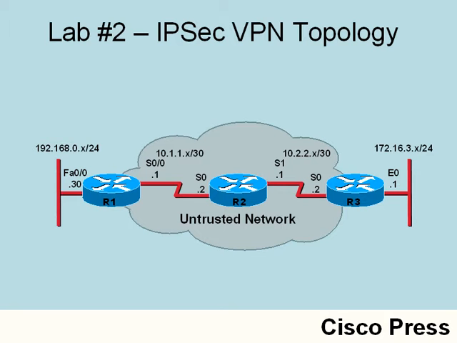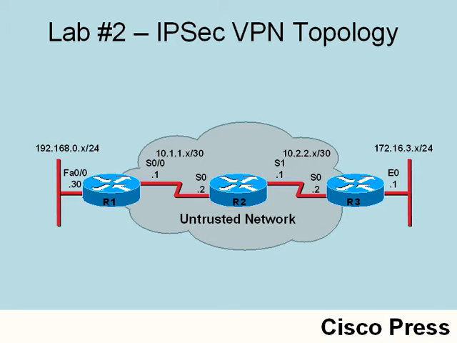for example, take a look at the 192.168.0.0 network hanging off of FastEthernet 0/0 on router R1. When that subnetwork transmits information over to the 172.16.3.0 network hanging off of Ethernet 0 on router R3, we want to make sure that that data has not been modified in transit. That's one of the things that an IPsec tunnel can do for us.